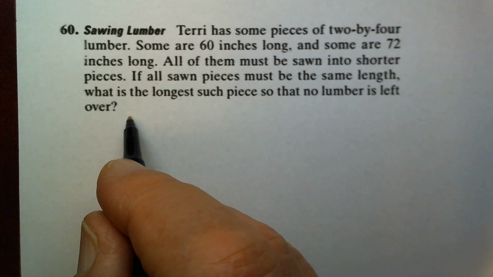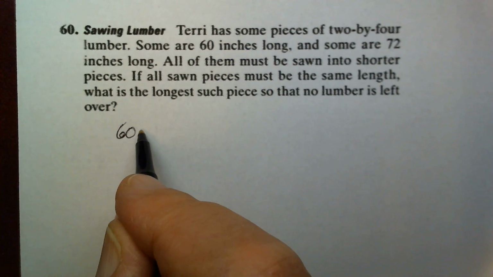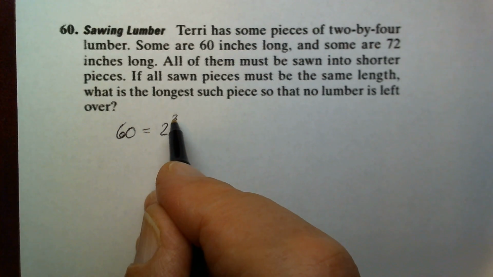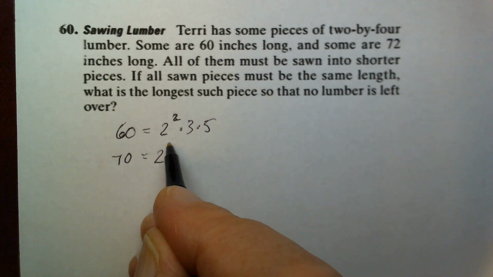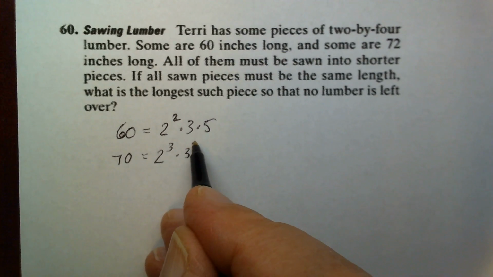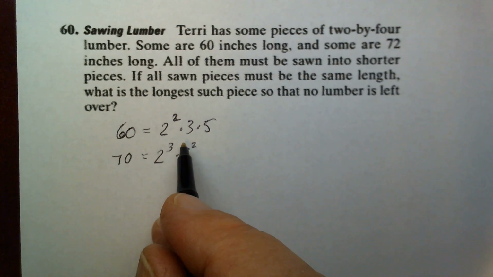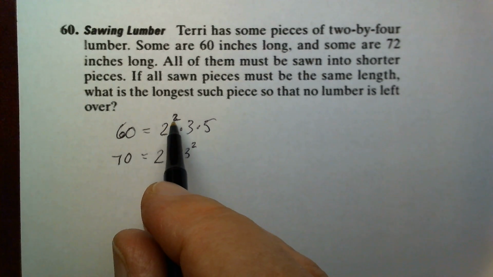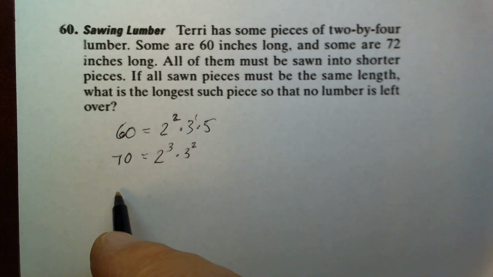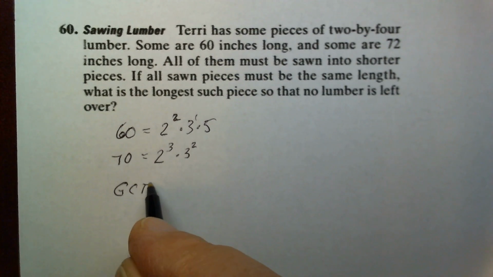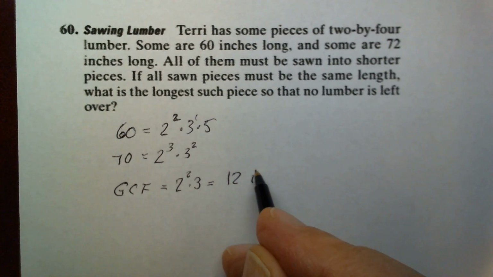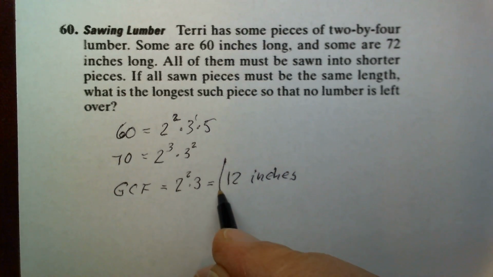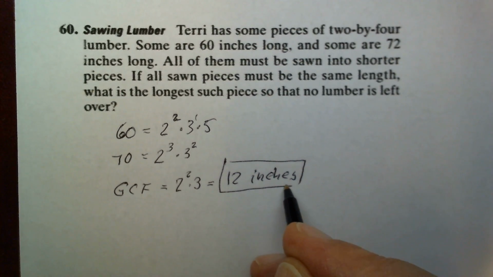So we can use the prime factorization method. And so for 60, that's equal to 2 to the second times 3 times 5. And for 72, the prime factorization is 2 to the third times 3 to the second power. So then the common factors are 2 and 3, and the smallest exponents are 2 and 1. So then the greatest common factor is equal to 2 squared times 3 to the first power, or 12 inches. If she saws these 2x4s into 12-inch pieces, there won't be any left over.